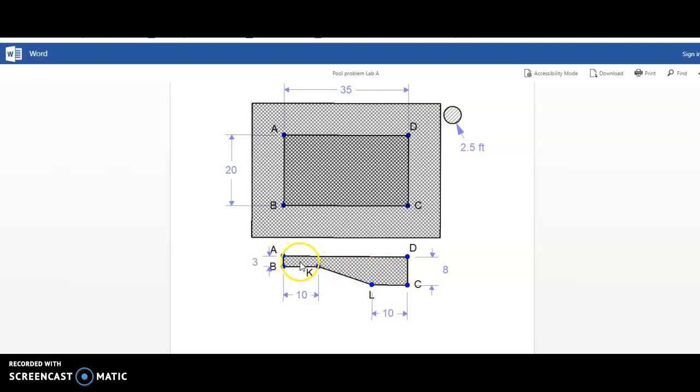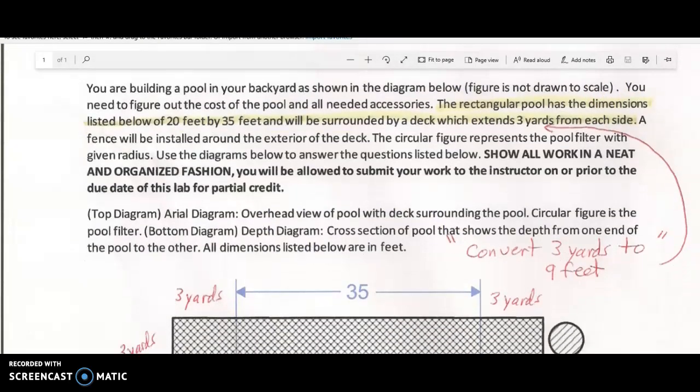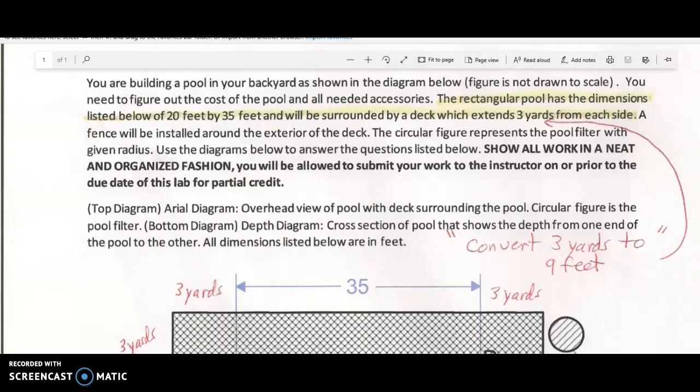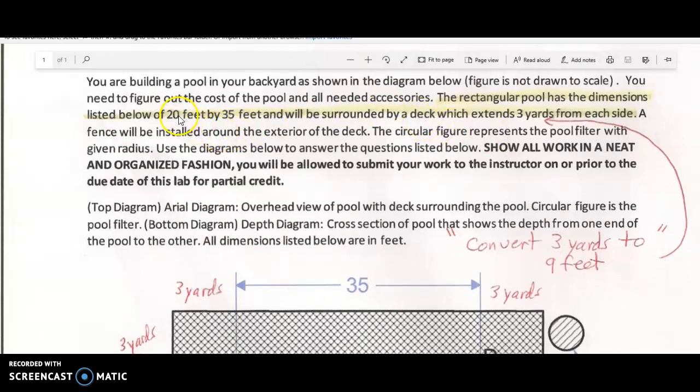The pool has a shallow end, then it has a drop off, then it has a deep end. That means you're going to have 3 different little parts of the pool to work with. I've added some notes to your slides to help you understand what you're doing here. The pool is 20 feet by 35 feet, has a deck that extends 3 yards.